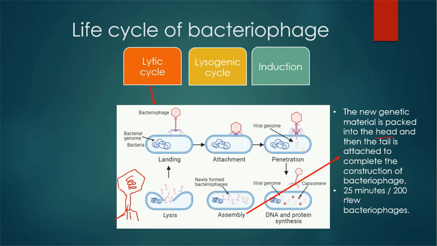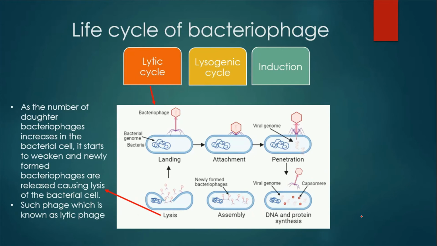Usually 25 minutes are required for the synthesis of 200 new bacteriophages. So this small amount of time is required to make so many new bacteriophages. The last step in the lytic cycle is the lysis of the bacterial cell. As the number of bacteriophages increases inside the bacterial cell, it puts pressure on the cell wall and weakens it, and eventually the bacterial cell wall ruptures and all the bacteriophages move out of the bacterial cell. At this stage, these bacteriophages are called lytic phage.